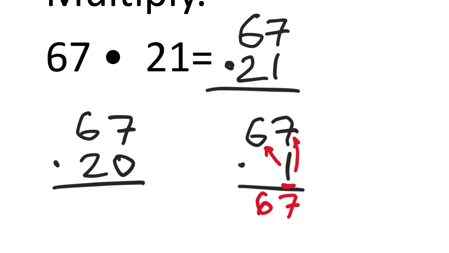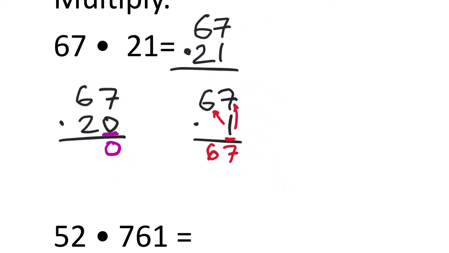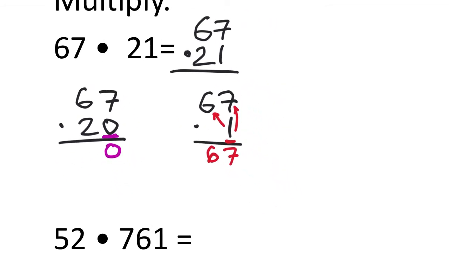Now over here to the left, I'm multiplying 67 by 20, right? But since I've got a 0 right here, I'm just going to tack a 0 onto my product. Which really means that this simplifies into, I need a little bit more space there, but it really becomes 67 times 2.